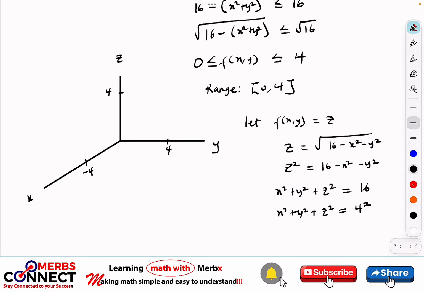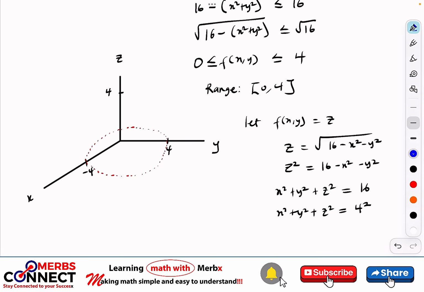So now let me try and sketch the domain first. If I want to sketch the domain, I'm going to have the domain to be this. Let me use red to sketch my domain first. So this will be my domain because my domain should be in the XY plane. Good. So this will be the domain.